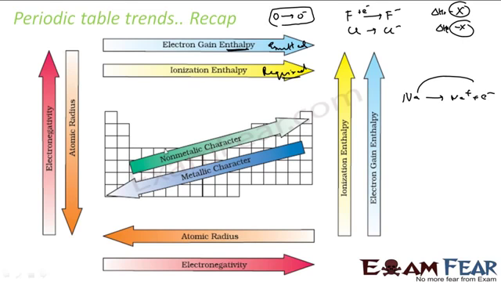The metallic character increases in this fashion, and non-metallic character increases in this fashion. We have discussed a lot about this. Atomic radius increases if you go down the group. If you go from right to left, the atomic radius increases. Electronegativity increases from left to right, and if you go from bottom to top, electronegativity increases. I have not discussed this in detail now, but you can watch the previous videos on periodic table trends where we've discussed these things in detail, and why it behaves this way. Right? This is just a recap.